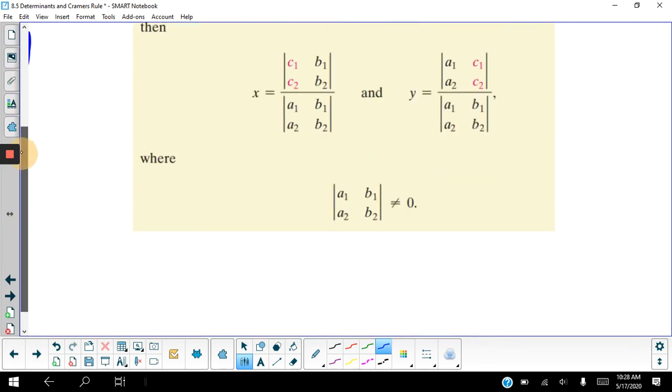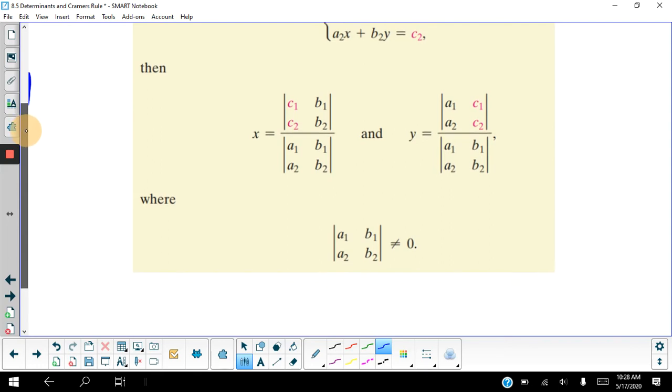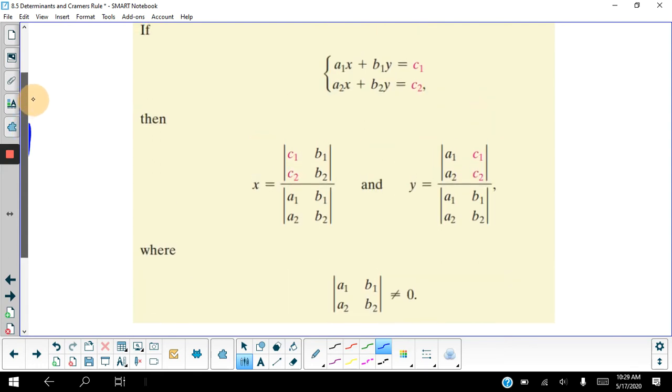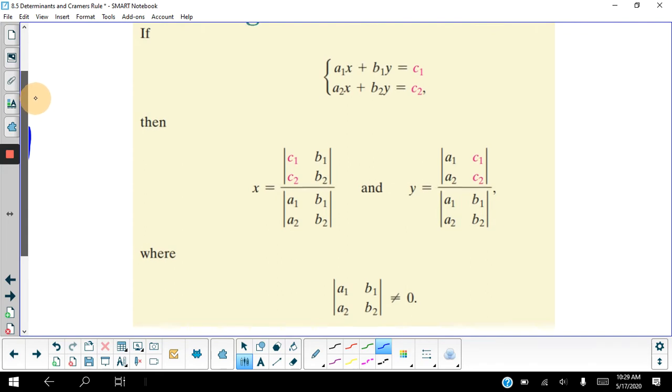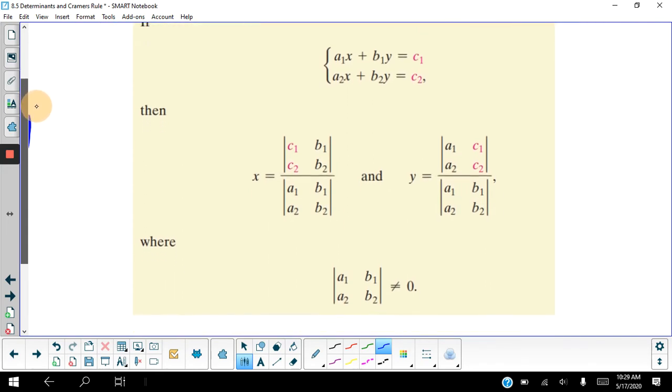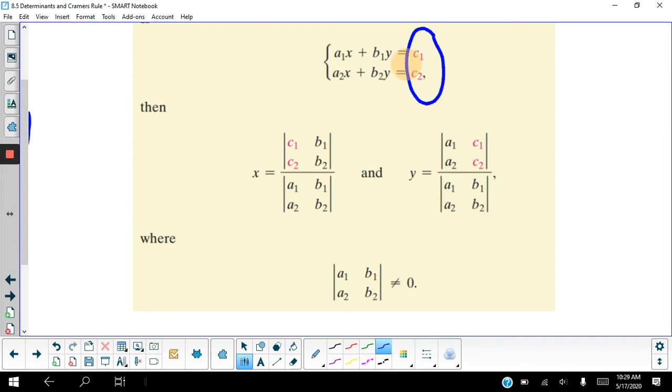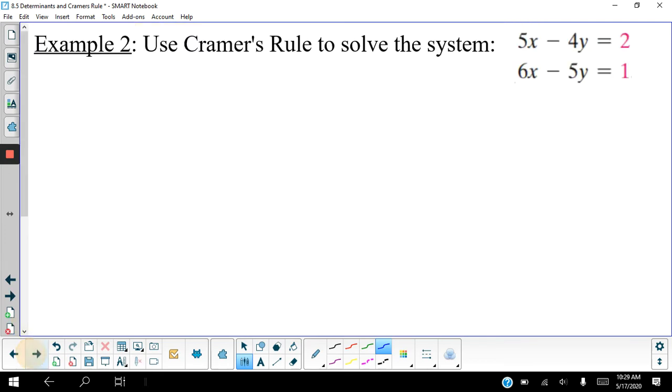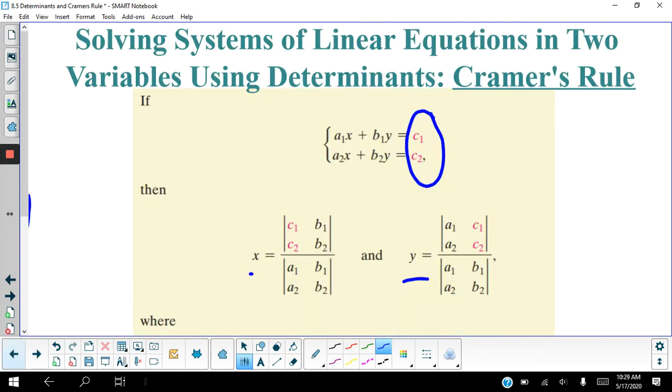There we go. Okay, so what you're going to see is we're going to take the determinant of a matrix that's made by the coefficients, and we're also going to make a matrix using the numbers that are on the answer side of the equations, the constant terms. So we're going to set those up, and that's how we're going to be solving for x and y. All right, so let's go through an example of this, and we're going to need our equations here.